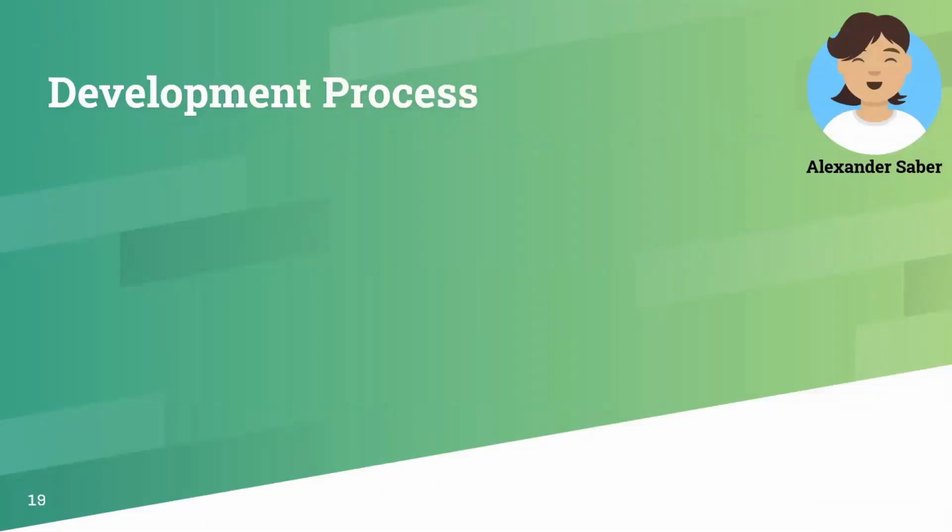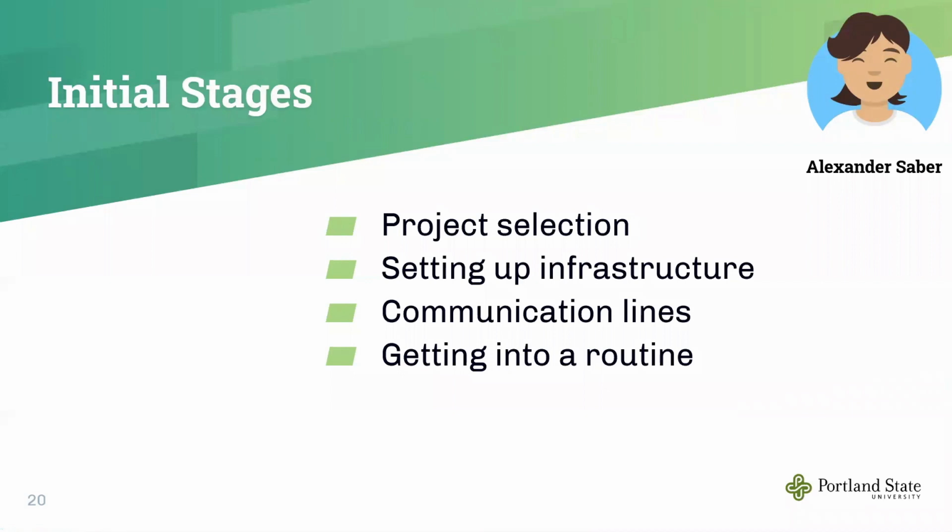Next, we'd like to talk a little bit about the development process that we used to make this application. Over the course of 6 months, we went from not really knowing each other to becoming a high-performing software development team. In the initial stages, we started with project selection, deciding on which project we'd like to take on. After that, we set up our infrastructure, which included setting up Git, Trello, and Slack. After we got our infrastructure set up, we started to get into a routine.